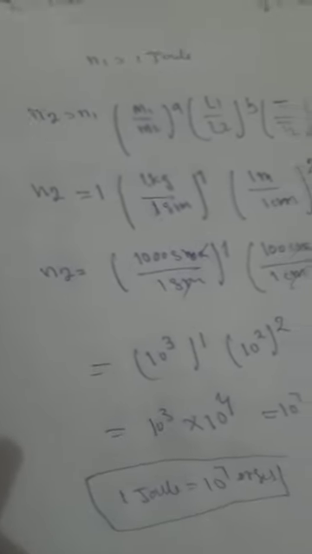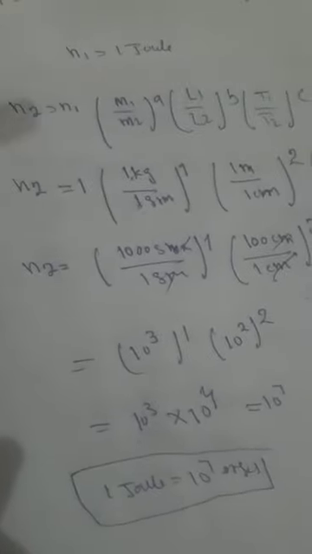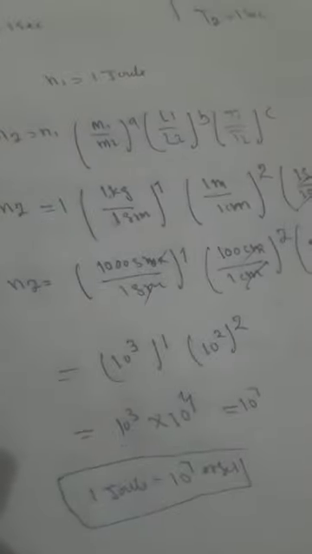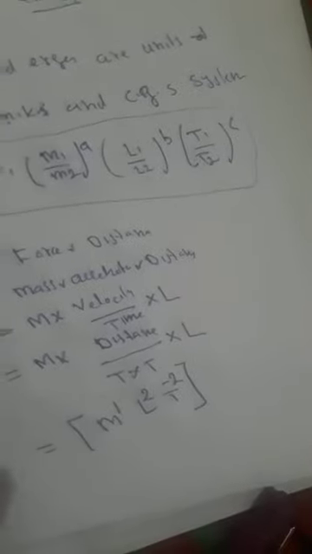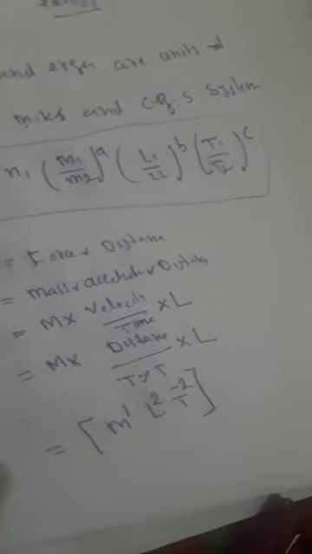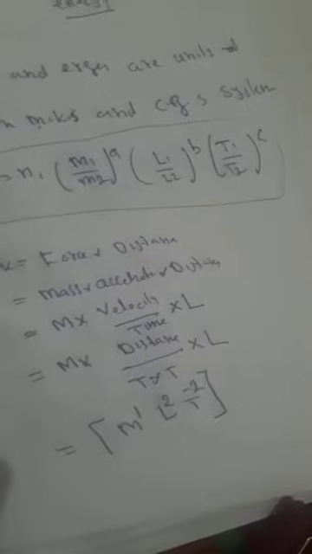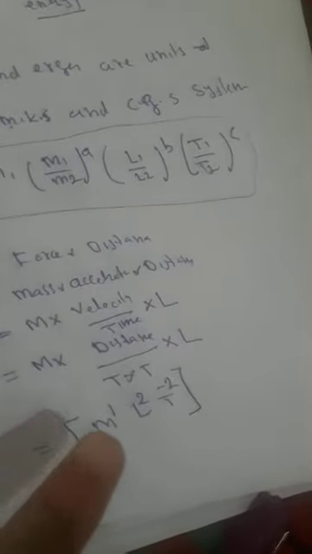N2 is equal to N1, M1 divided by M2 raised to the power A, L1 divided by L2 raised to the power B, T1 divided by T2 raised to the power C. First of all, we should calculate the value of A, B and C. How can we calculate them? We have to calculate the dimensions of the given quantity. Since we know that joule and erg are both units of energy or work in different systems of units, by calculating the dimension formula of work, we are able to calculate the values of A, B, and C.